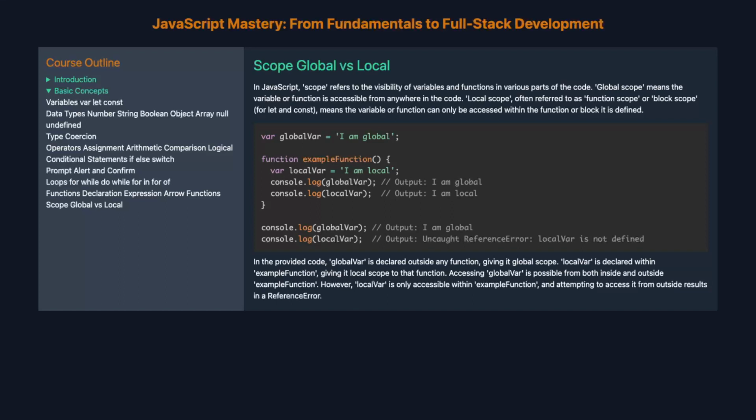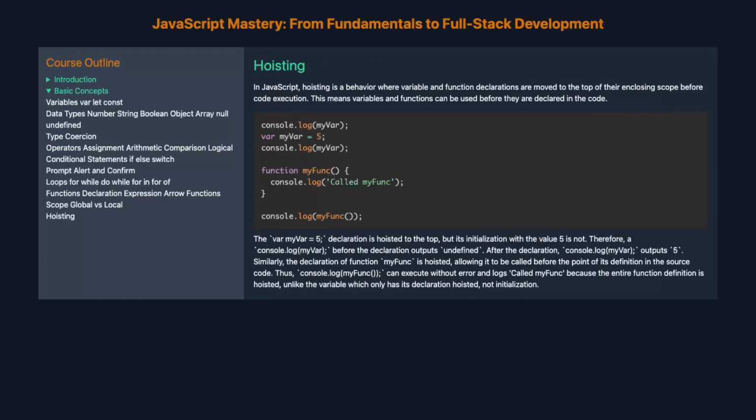In the provided code, globalVar is declared outside any function, giving it global scope. localVar is declared within the example function, giving it local scope to that function. Accessing globalVar is possible from both inside and outside the example function. However, localVar is only accessible within the example function, and attempting to access it from outside results in a reference error.